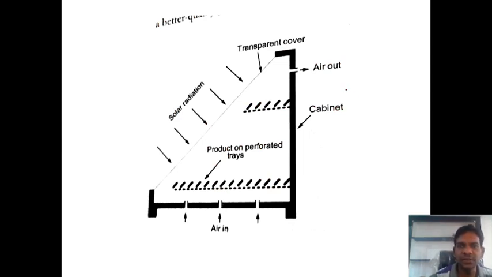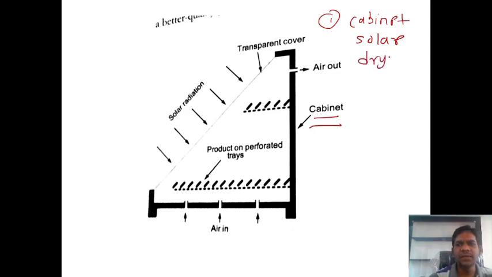This is also another diagram you can observe here, that is called the cabinet solar dryer. Another name we can call it is the natural cabinet solar dryer also. Cabinet means we construct one cabinet, that's why it is called the cabinet solar dryer.